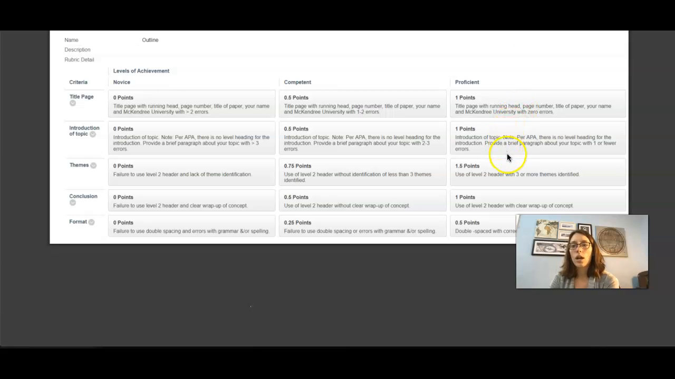Let's see here. So on introduction of topic, there's no level heading for the introduction. So you want a brief paragraph about your topic. Just tell me what it is, tell me what you're looking for, tell me what you think you're going to see. Give me all that good information. For themes, we want a level 2 header with 3 or more themes identified. We just want themes about your paper.